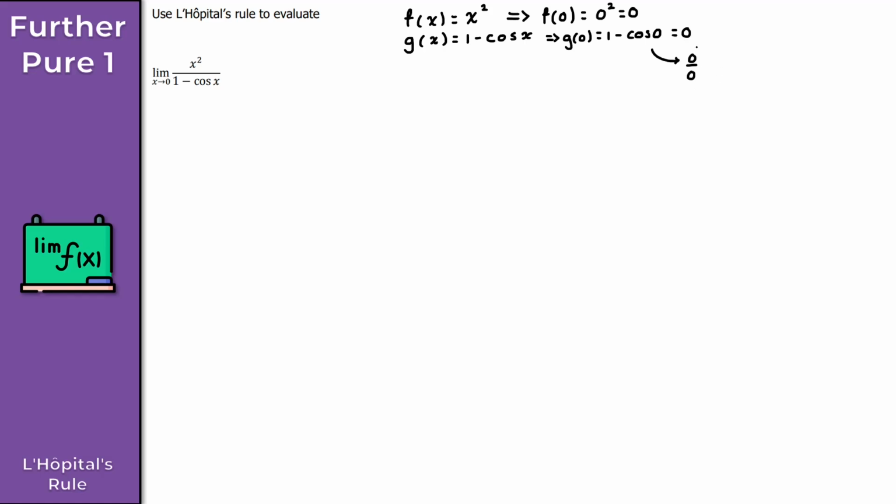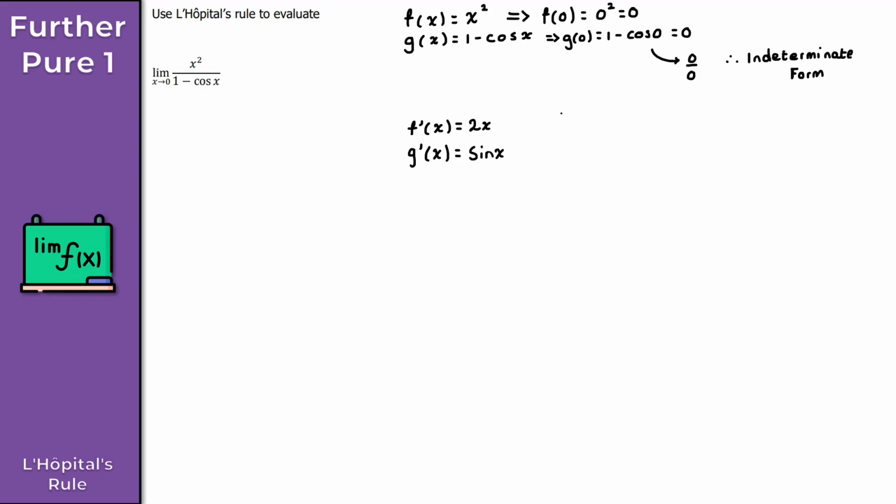And you should recognize that 0 over 0 is an indeterminate form. Okay, so let's just note that here. So we have an indeterminate form, and in that case we can now apply L'Hopital's rule. So what we need then is f prime of x and g prime of x. So f prime of x, nice and straightforward, we get 2x there. And then for g prime of x, again nice and straightforward, we simply get sine x here.